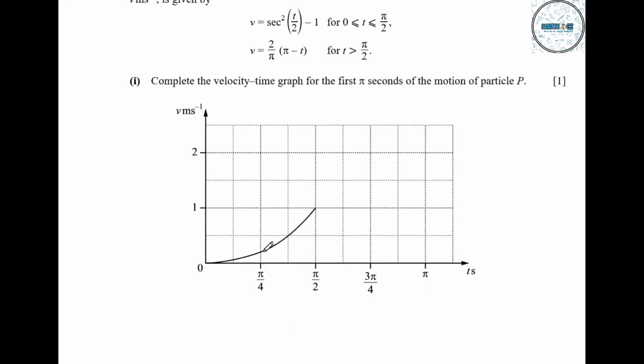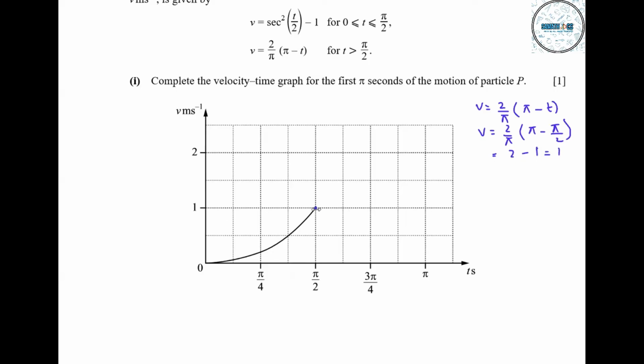So the first part of the graph is already drawn. For the second part, we have to consider this equation v is equal to 2 upon pi minus t. So if we substitute here t as pi upon 2, we will be getting 2 minus 1, which is equal to 1.